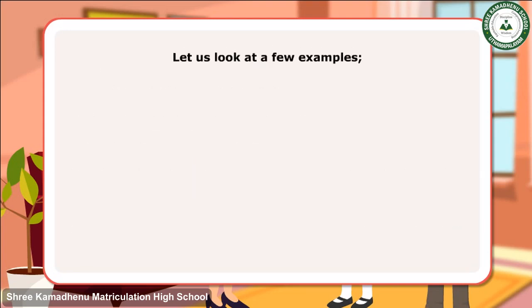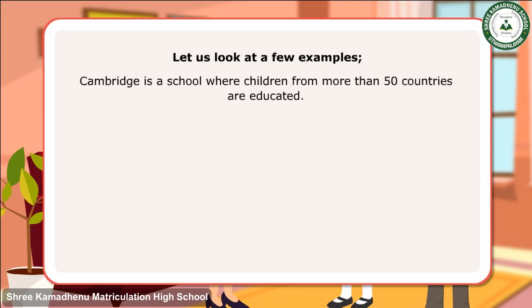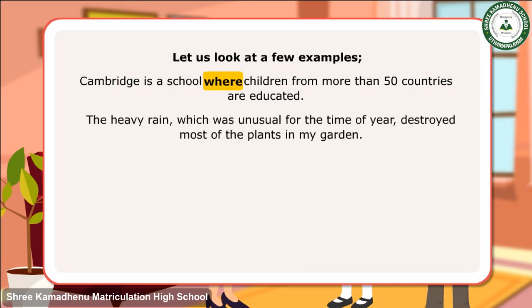Let us look at a few examples. Cambridge is a school where children from more than 50 countries are educated. Where is used to denote a place. The heavy rain, which was unusual for the time of year, destroyed most of the plants in my garden. Which is used for additional information.